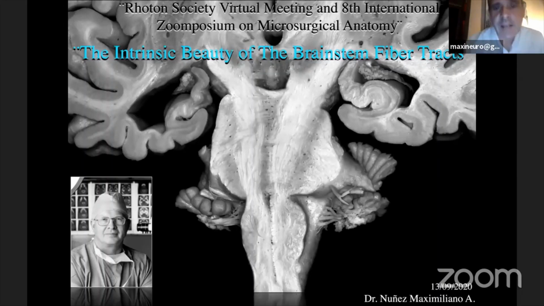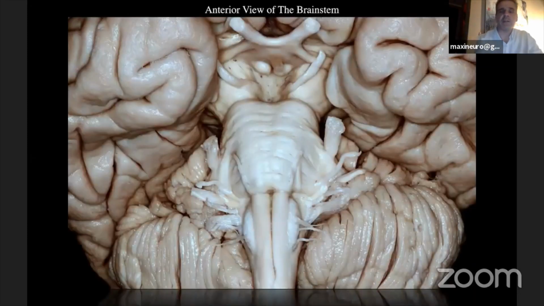Just to see, this is the anterior full view of the brainstem. We can divide the brainstem in three parts: the superior part or mesencephalic portion, the central part of the pons, and in the inferior part, the medulla oblongata.